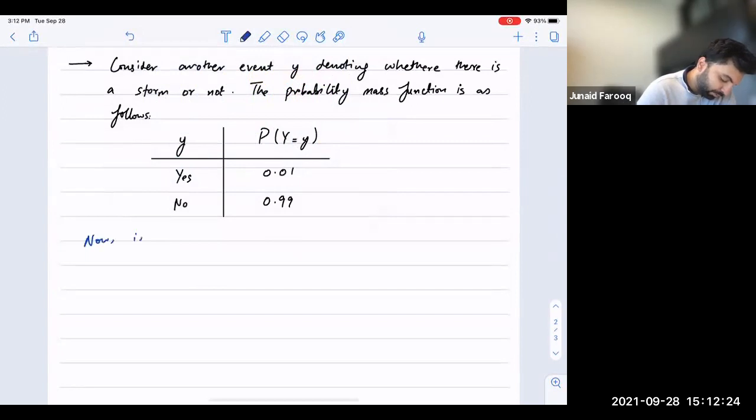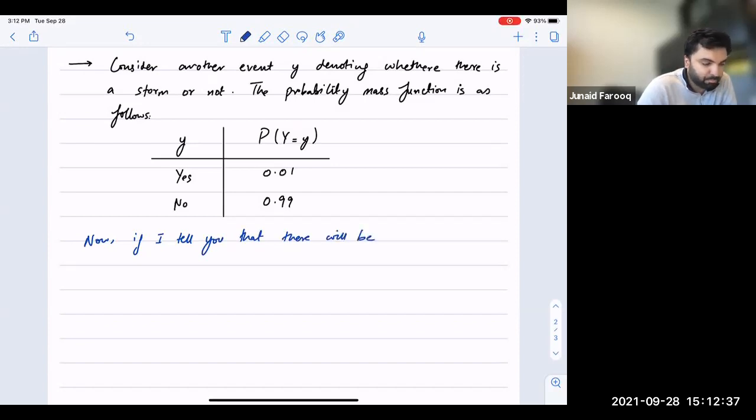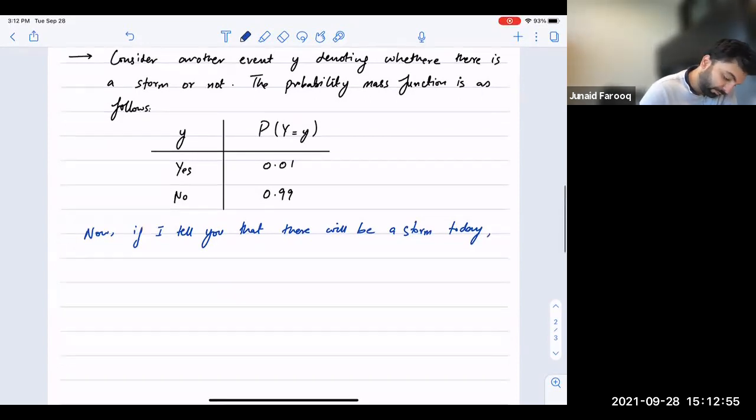Now, if I tell you that there will be a storm today, it's useful information for you, right? That can be shared with other people. So there will be a storm today. The information gain is high.